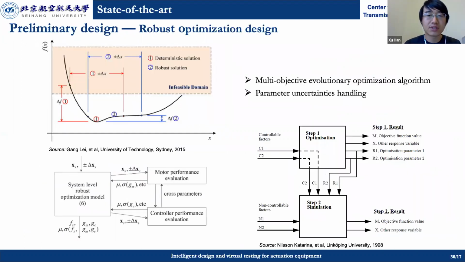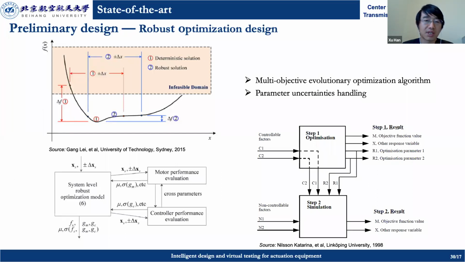After we finish the modeling, we can start the simulation, which is used for optimization design. First, we should use a multi-objective optimization algorithm because for designing actuators, there are different requirements from the users. All the requirements should be considered at the same time. And also, the optimization should be robust. That's because there are uncertainties in the preliminary design.